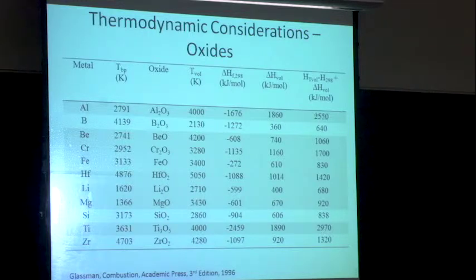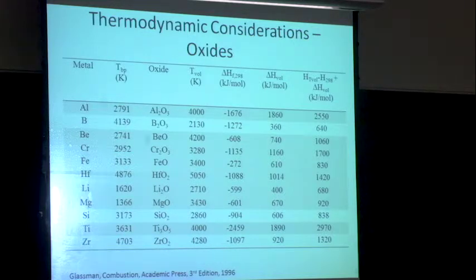So here, this requires 2550 kilojoules per mole, and I only have available from the heat of reaction this amount of energy. So what it's saying is I don't have enough energy from the reaction to completely dissociate the aluminum oxide. So that factor is going to limit the flame temperature to a temperature of about 4000 Kelvin.